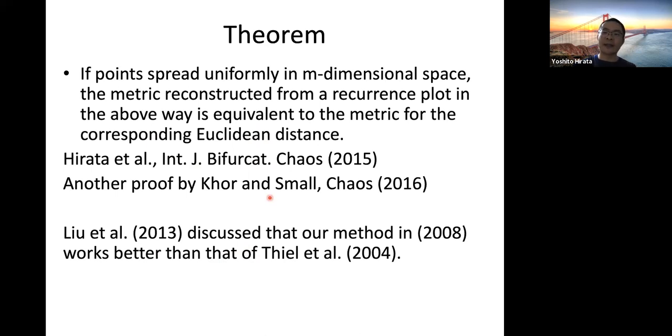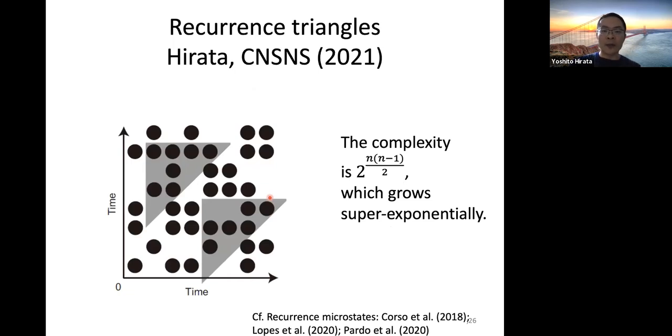I began the research on the theory of the nonlinear stochastic system on a recurrence plot. I focus on the triangle part of the recurrence plot shown in this diagram, the gray shaded area. The complexity of this gray shaded area is 2 to the n times n minus 1 over 2. The complexity is super exponential. It's similar to the permutation.